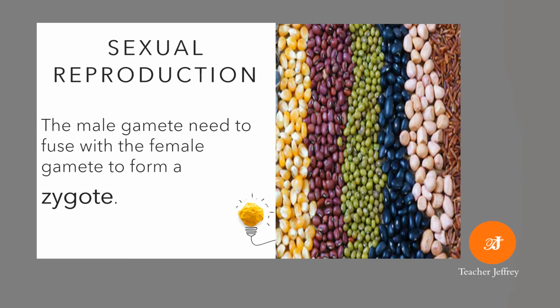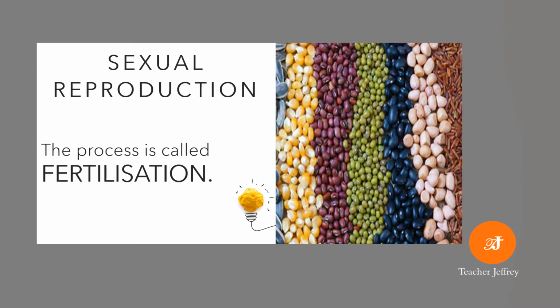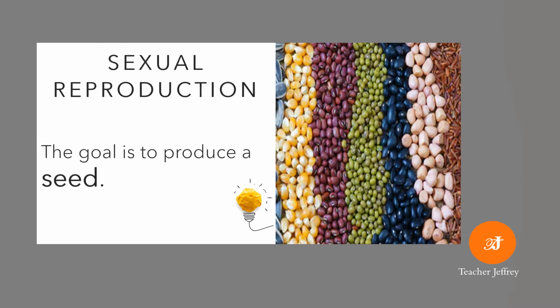To form a zygote, the male and the female cell must fuse or meet. The process wherein male and female cells fuse or meet is called fertilization. Once they fuse to form a zygote, then the formation of seed will proceed. In this type of reproduction we call sexual reproduction, the goal is to form a seed.